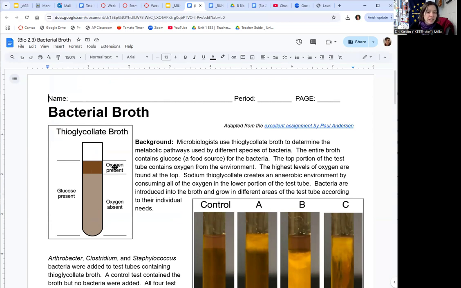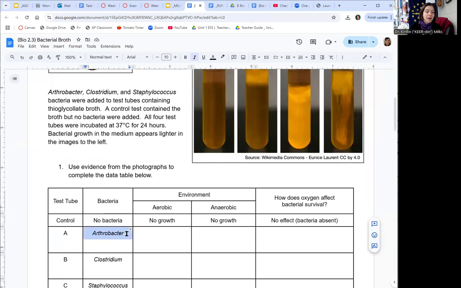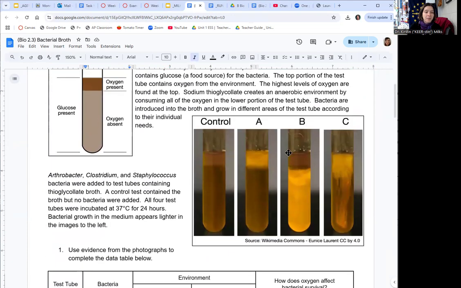The top portion of the test tube contains oxygen from the environment, and the highest levels of oxygen are found here. And then sodium thioglycolate creates an anaerobic environment by eating all of the oxygen in the lower portion of the test tube. So it's a chemical that reacts with the oxygen and takes it away. Bacteria are introduced throughout the broth, and they grow in different areas of the test tube according to the needs that they have. So A is Arthrobacter, B is Clostridium, and C is a Staphylococcus bacterium.